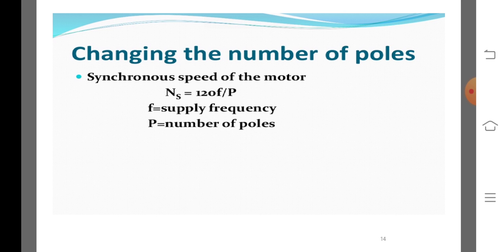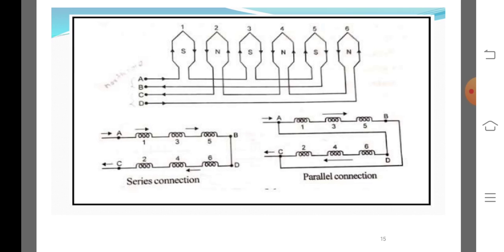This method is easily applicable to squirrel cage motors because the squirrel cage motor adapts itself to any number of stator poles. It is possible to have 1, 2 or 4 speeds in steps. By changing the number of stator poles, a continuous smooth speed control is not possible by this method. So the limitation of this method is only step change in speed. Ns equals 120 f by P. This is the pole changing method.